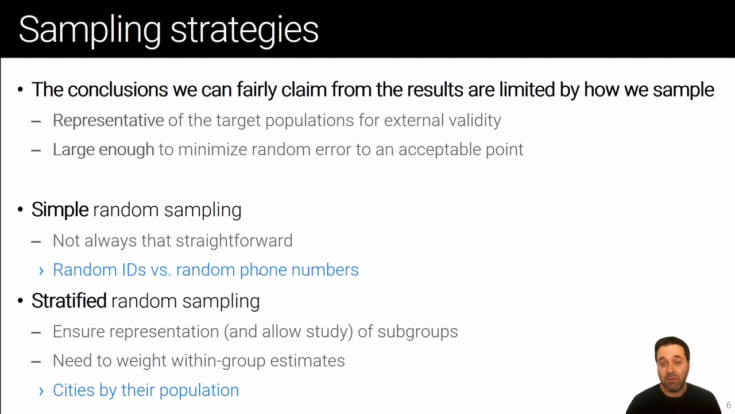So what strategies can we follow? Well, the most simple one is just simple random sampling. So let's say we want to study everyone in the country.